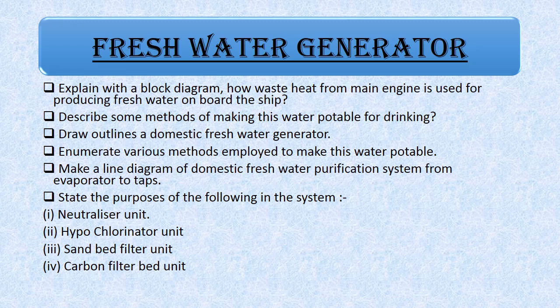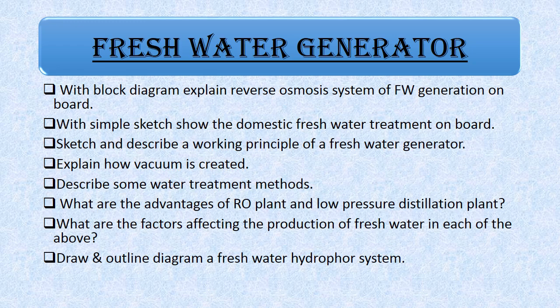State the purpose of the following in the system: neutralizer unit, hypochlorinator unit, sand bed filter unit, carbon filter bed unit. With block diagram, explain reverse osmosis system of freshwater generator on board. This is a repetition. With simple sketch, show the domestic freshwater treatment on board. This is also the repetition, but the wordings are different.